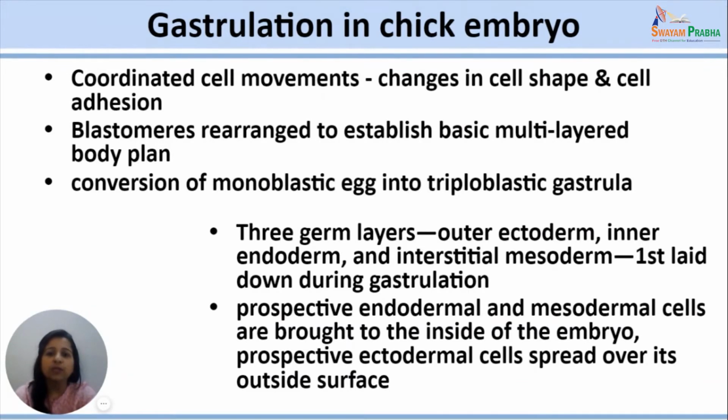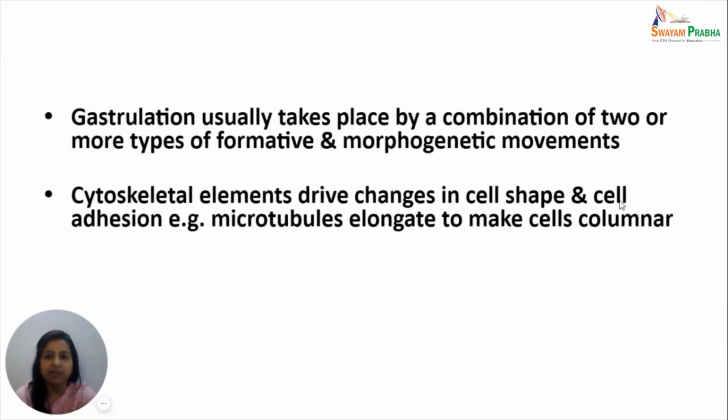Now, during gastrulation, the prospective endodermal and mesodermal cells are brought to the inside of the embryo, while the prospective ectodermal cells spread over its outside surface. Gastrulation usually takes place by a combination of two or more types of formative and morphogenetic movements. During gastrulation, there is an important role of cytoskeletal elements which drive changes in the cell shape and cell adhesion. For example, the microtubules will elongate to make the cells columnar during the gastrulation process.